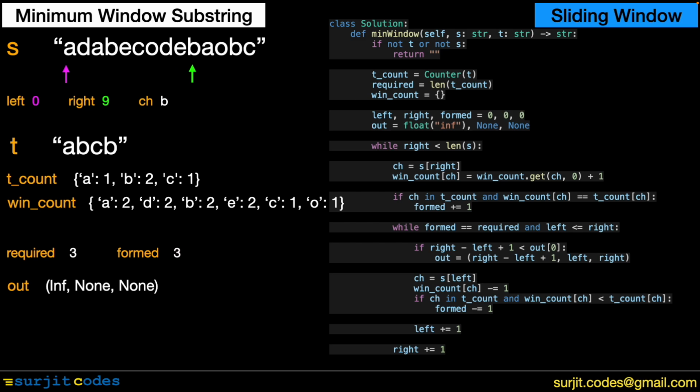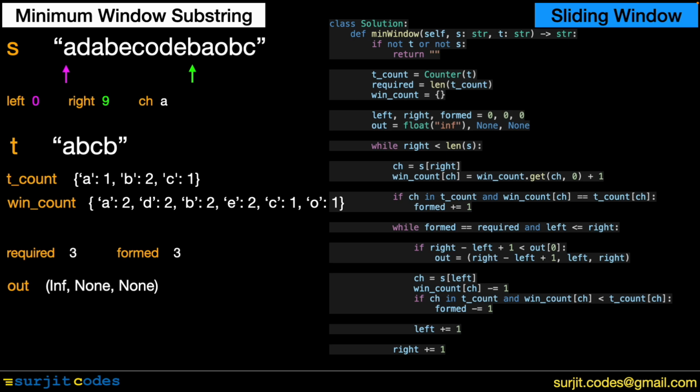Now right becomes 9. The character there is B. Its count in winCount becomes 2, which is equal to its count in T. So formed is increased to 3. At this stage, formed is equal to required. This means that all the characters of T are contained in the window between left and right. Now we need to save the parameters of this window.